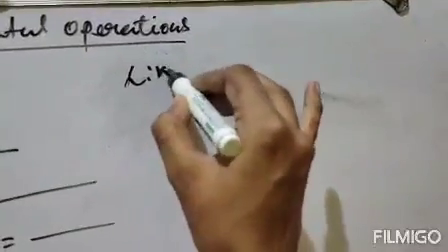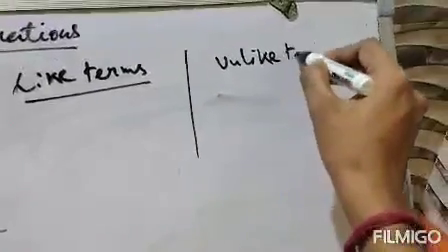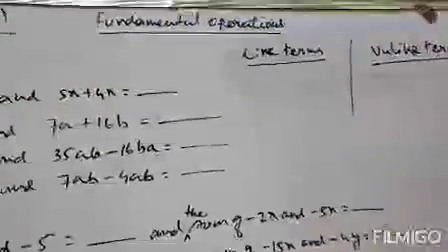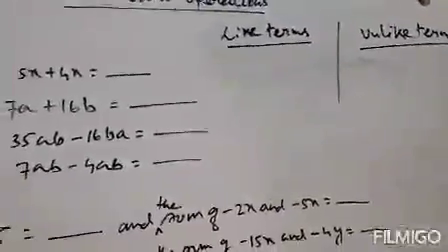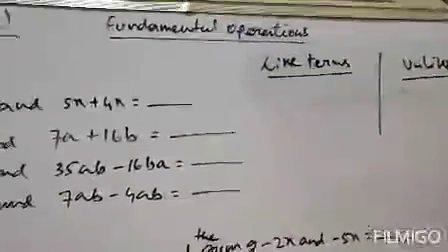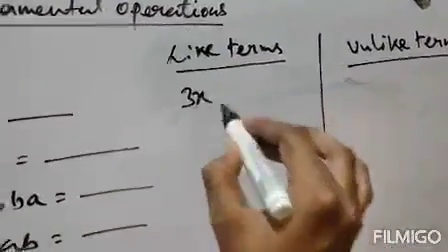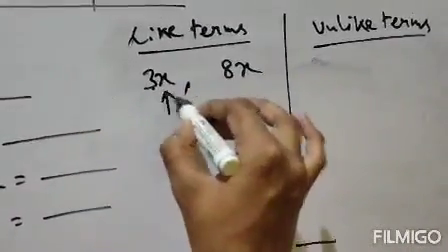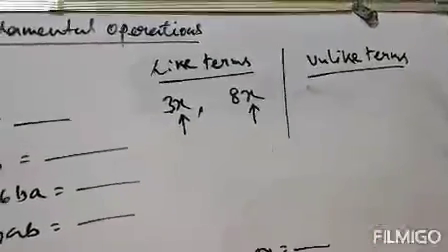So first we would know like terms, what are like terms and what are unlike terms. Now when both the terms have the same coefficient, then they are said to be like terms. Same coefficient means, suppose one term is 3x and another term is 8x. That means here the coefficient of 3 is x and the coefficient of 8 is x. So both have the same coefficient. That means they are like terms.